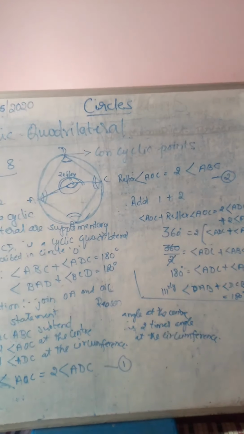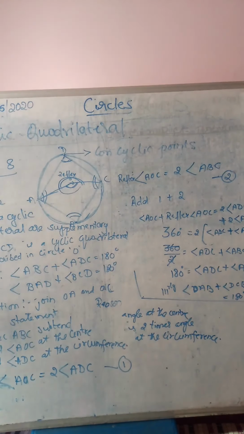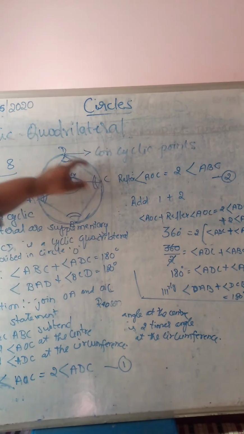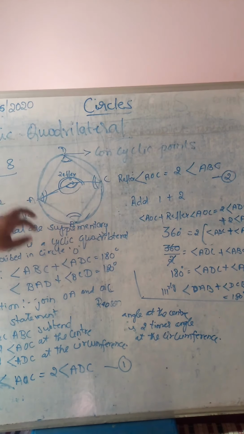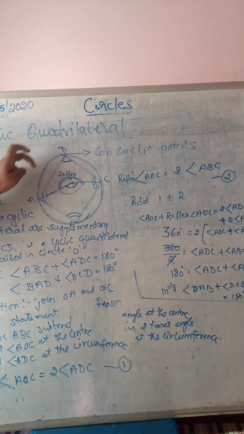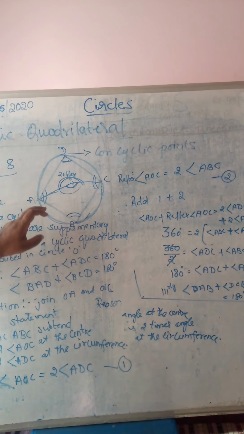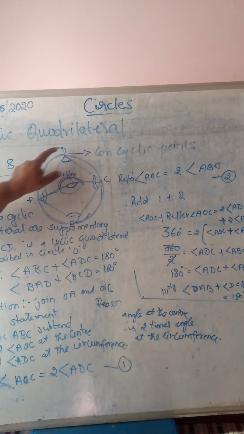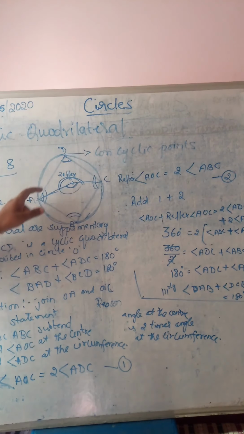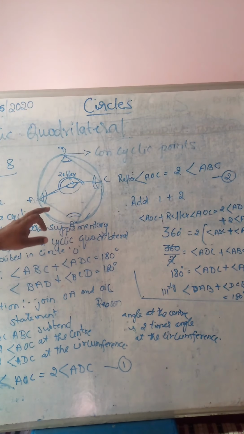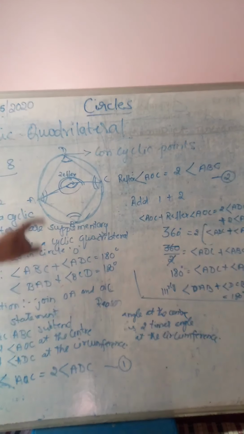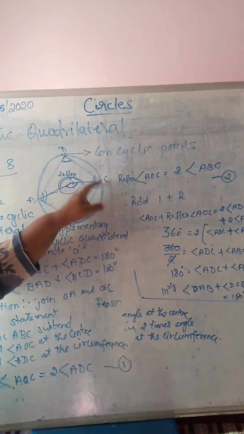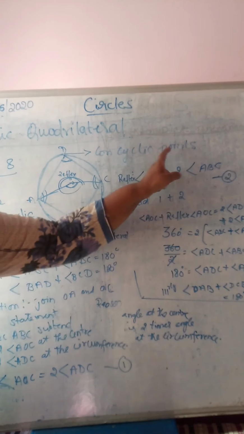I hope you have understood. I'll just go through everything once. Here ABCD is a quadrilateral. Now you are going to circumscribe this quadrilateral. This quadrilateral is inscribed because it is inside the circle. This quadrilateral we call a cyclic quadrilateral. The points A, B, C, D are called concyclic points.